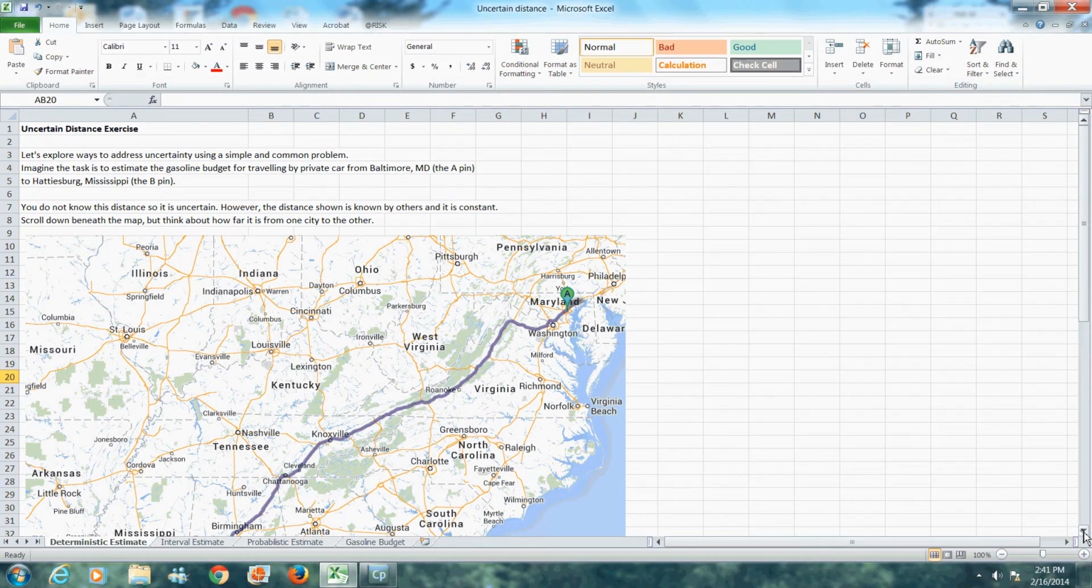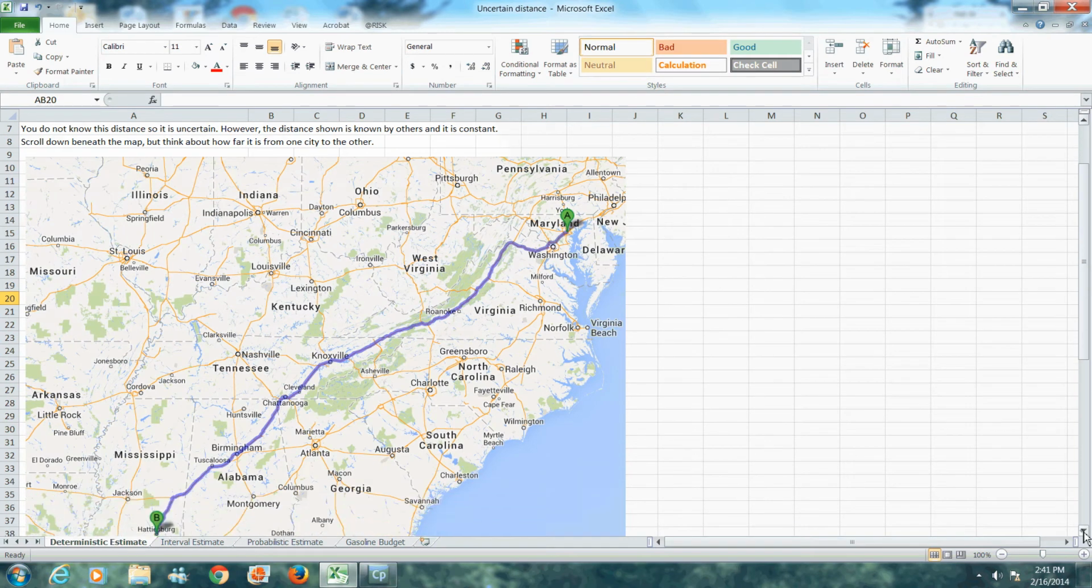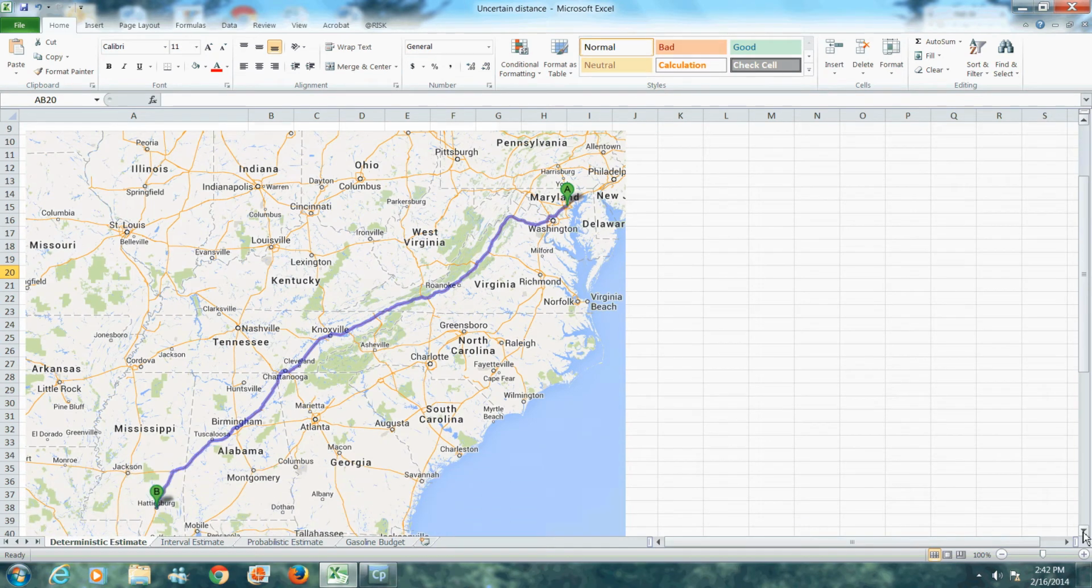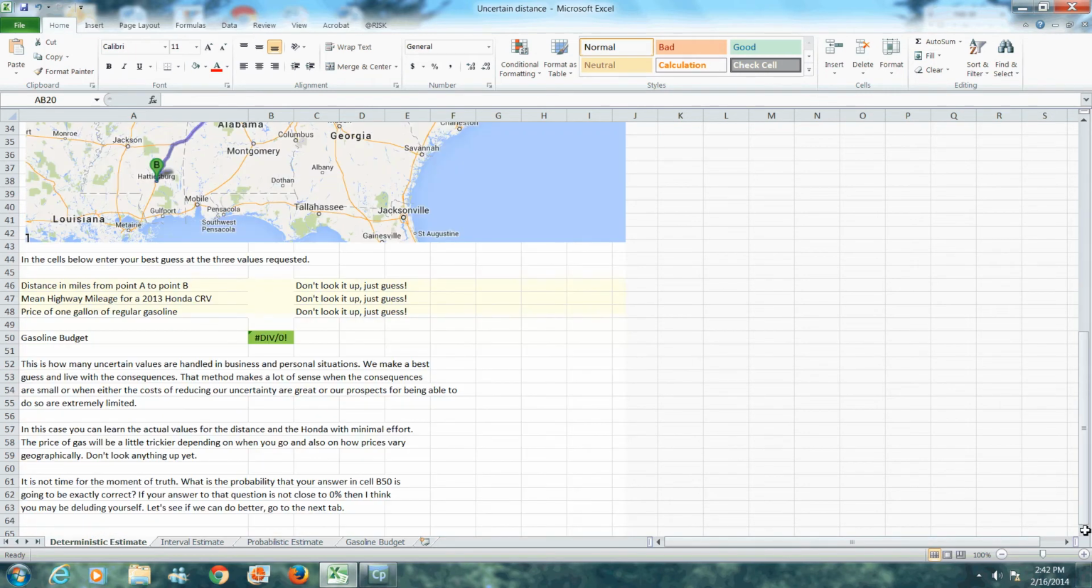So we're going to begin with a simple exercise here. I live in Baltimore, Maryland, which is point A on the map, and I have a friend who lives in Hattiesburg, Mississippi, which is point B. Imagine that our problem is quite simple. We're trying to estimate a gasoline budget for driving a private automobile from point A to point B. So let's scroll on down and we'll begin that.